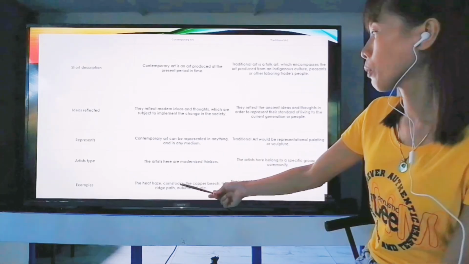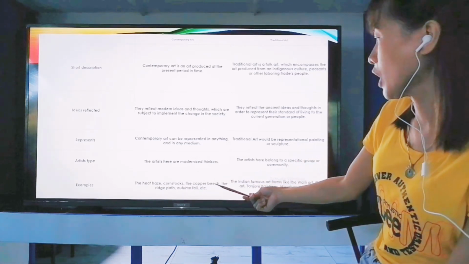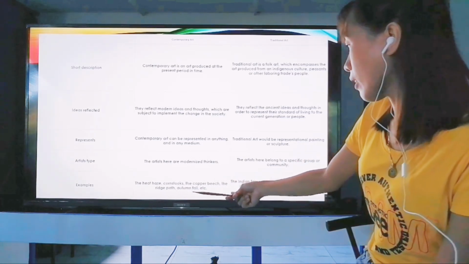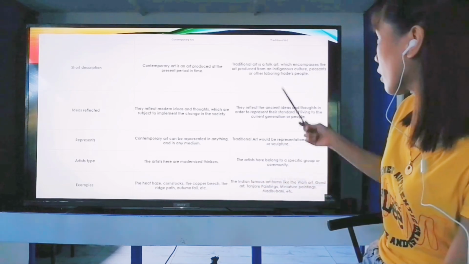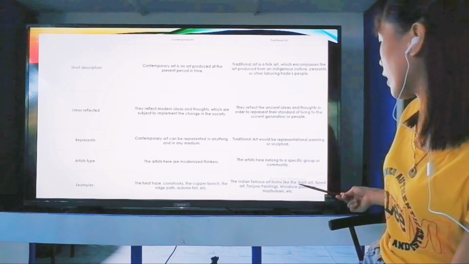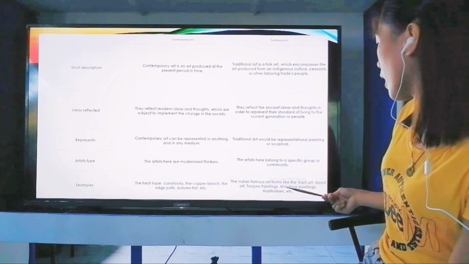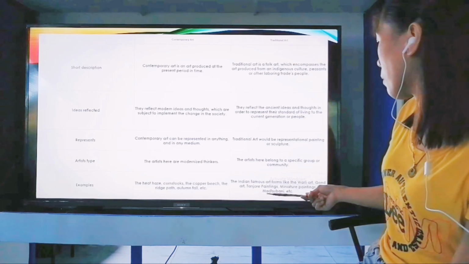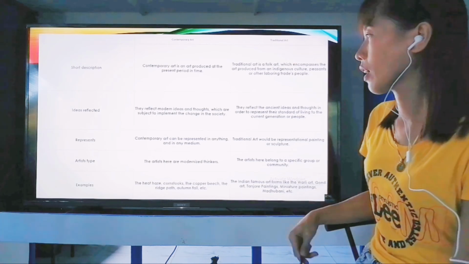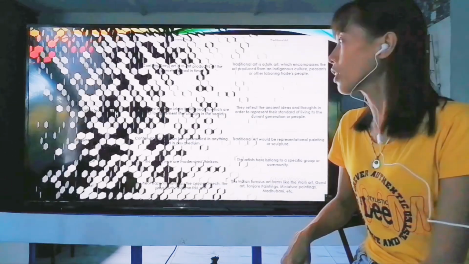And examples of contemporary art: the Heart Haze, Corn Stalks, The Copper Beech, The Ridge Path, and Autumn Fall, etc. And traditional art, Indian famous art forms like the Warli art, Gond art, Tanjore paintings, miniature paintings, and Madhubani, etc. And that's all for this session.